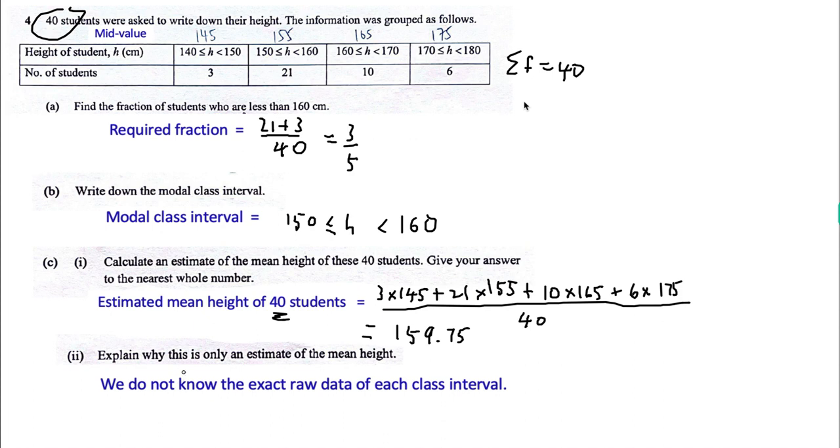Okay, explain why this is only an estimate. As we have mentioned earlier on, we do not know the actual or the exact raw data in each class interval. We know there are 3 scores here, but we do not know how many 140 or 141 or 142 or 143. That is why we cannot find the actual mean. We can only estimate by getting a single value, which is the mid value, to calculate an estimate of the mean.